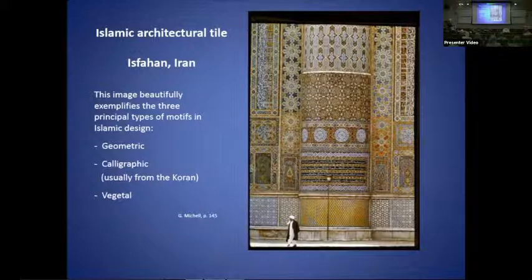You see geometric shapes down here, for example. You see calligraphy in the dark blue panels, and you see a lot of vegetal, floral sorts of shapes as well. Yeah, question. Are those tiles or is it painted? Those are tiles, yeah.